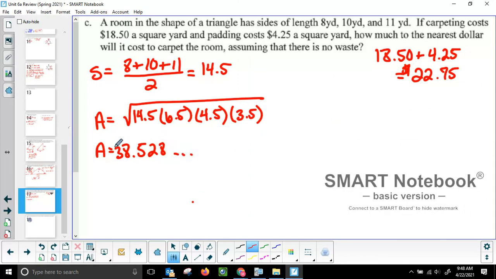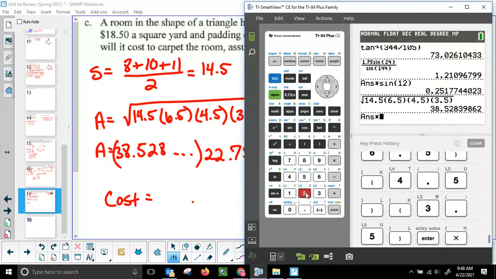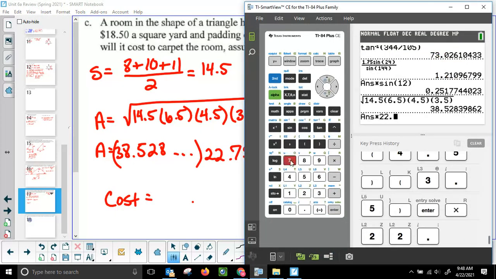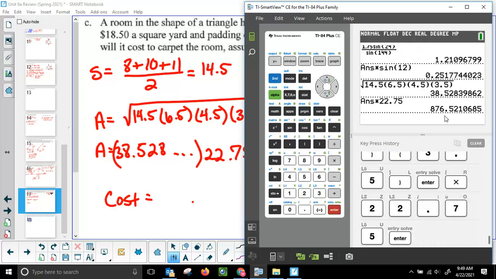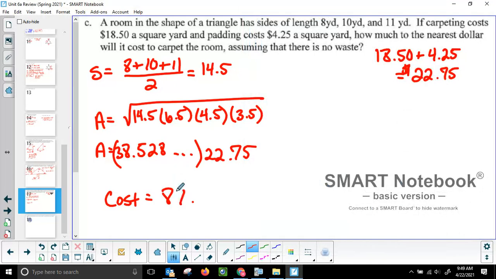Well, now all I have to do is multiply this by my 22.75 to get my cost. And it said to the nearest dollar, so $877. And we are done there.